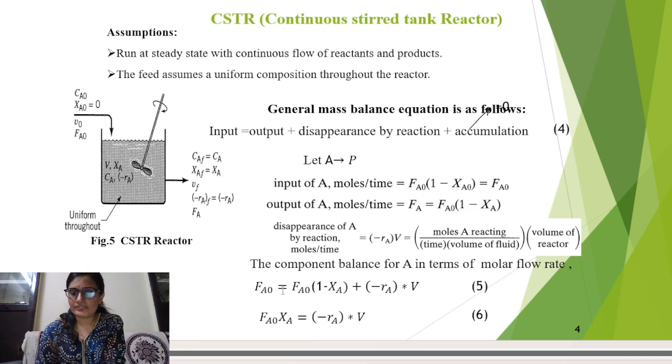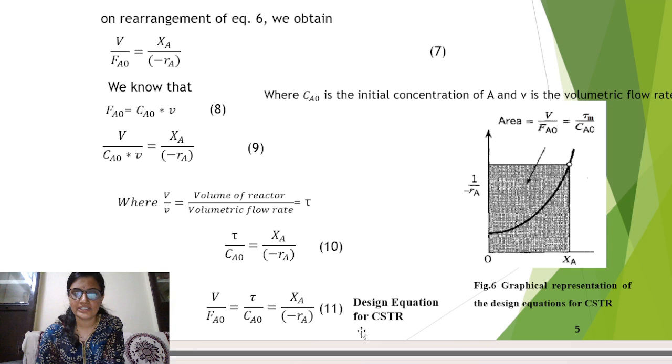After simplifying this, Fa naught and Fa naught will cancel out, so we have minus Fa naught Xa plus minus Ra into V. After simplifying this equation, we get Fa naught Xa is equal to minus Ra into V. Now on rearrangement of equation 6, we get V by Fa naught is equal to Xa over minus Ra. This is equation number 7.